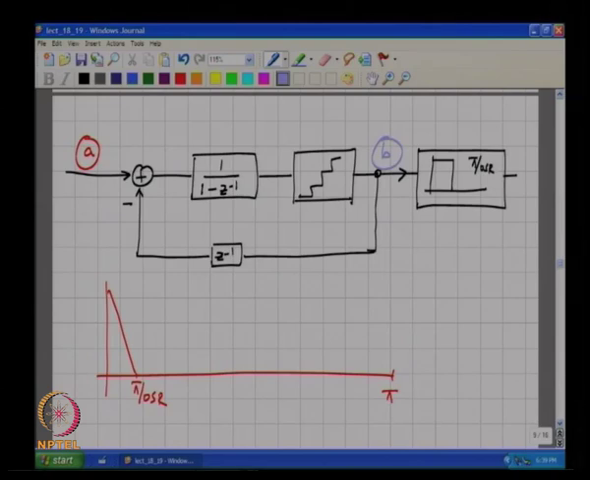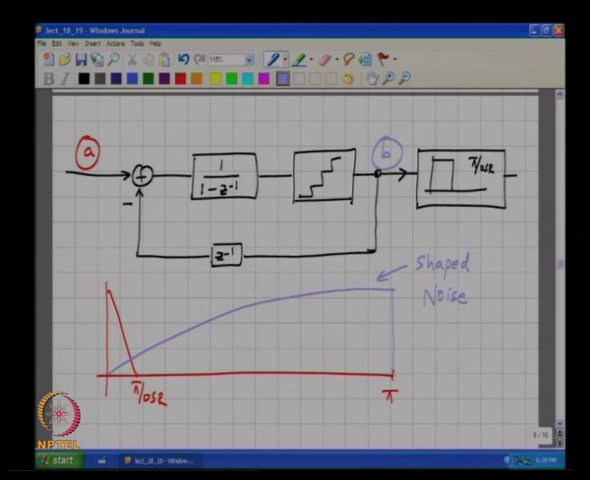It will consist of two quantities. One is the signal, which has gone through a signal transfer function, which is 1, and the quantization noise, which has gone through a high pass filter. So the spectrum will look like this. Okay, this is the spectrum of the shaped noise.